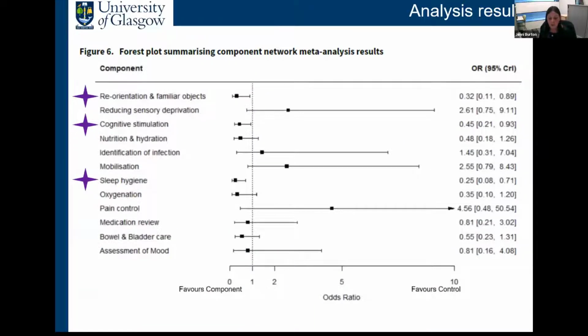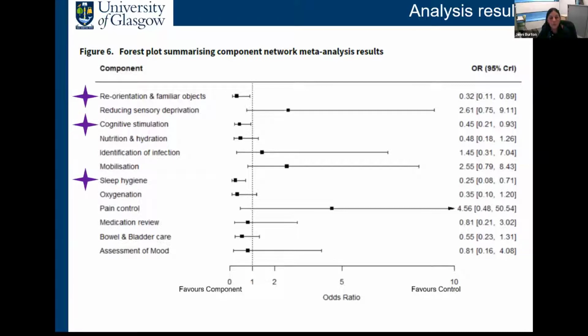So we took 12 components forward into the analysis, and very much for our review, this was an exploratory analysis to see what was going to be possible. And actually, helpfully, what we found is something that again holds true and feels quite clinically meaningful, that reorientating people, using cognitive stimulation and sleep hygiene were associated with a reduced risk of incidence of delirium. We then identified other factors where estimates included the possibility of no benefit or harm, and others where there was a suggestion that delirium was potentially increased, but there was uncertainty in those estimates.